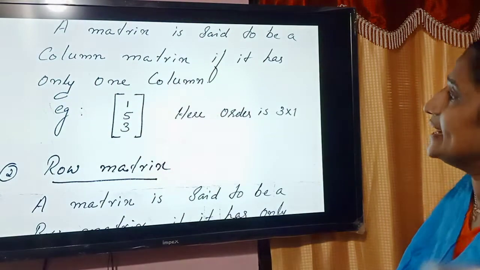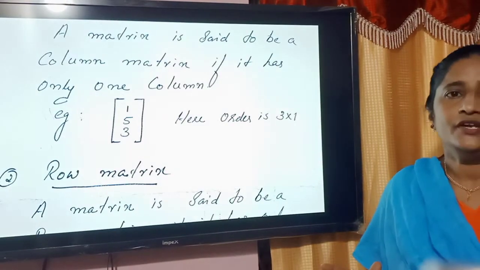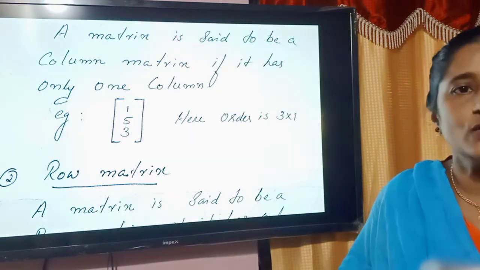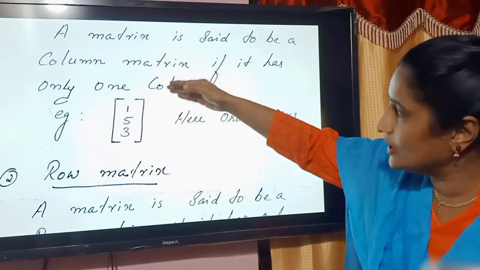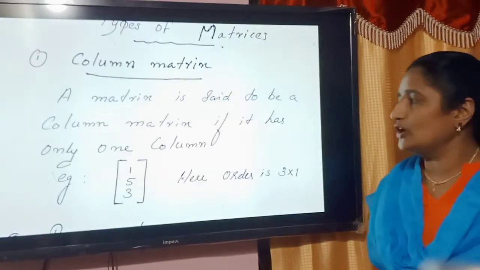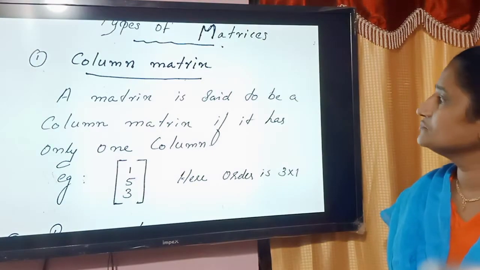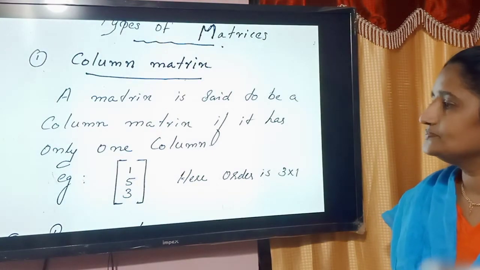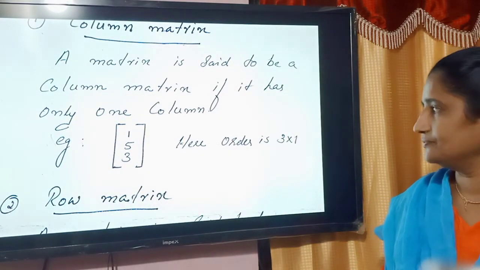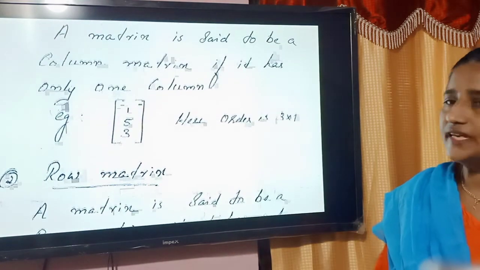Or simply we can say that a column matrix means it has only one column. Similarly, write the definition. A matrix is said to be a column matrix if it has only one column. Now write one example. Example: 1, 5, 3. You must note the order also. Here the order is 3 by 1.